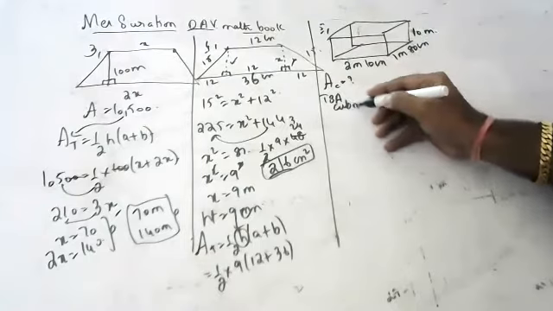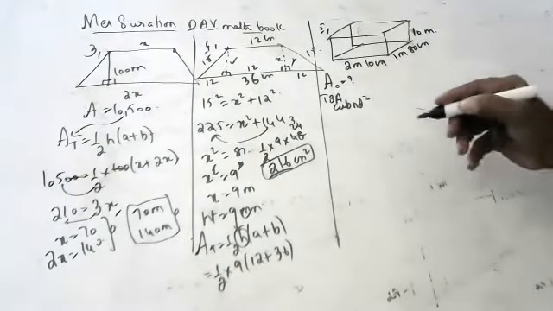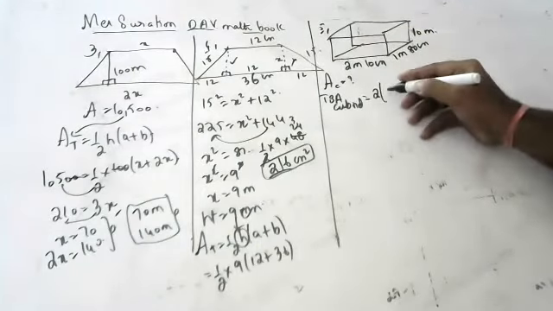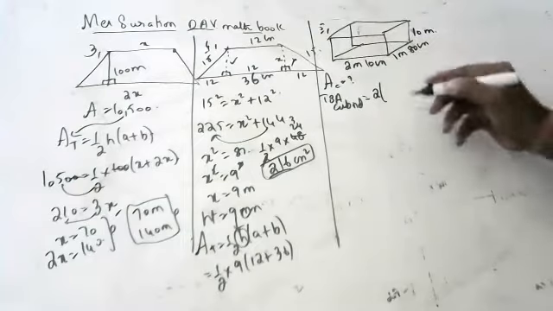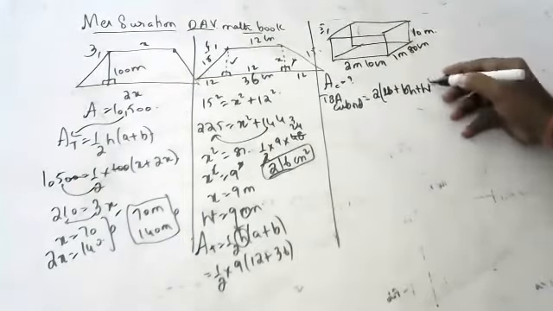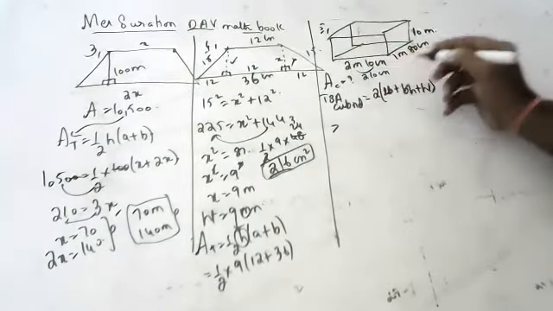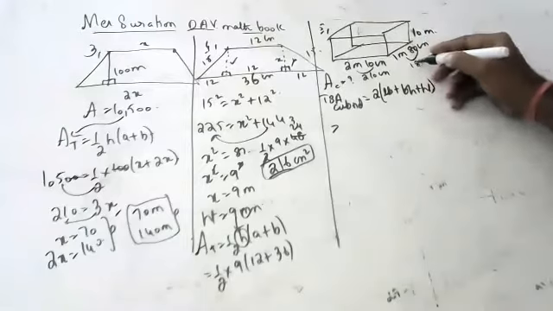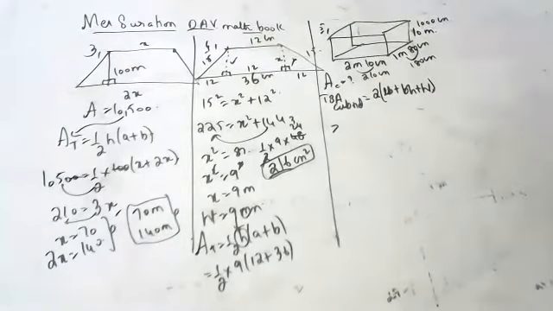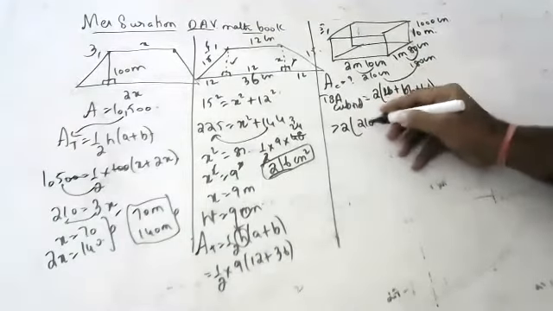Pravalika, TSA of cuboid. Surya, TSA of cuboid formula. Sujit, TSA of cuboid formula. 2 into LB plus BH plus LH. Okay. 2 meters 10 centimeters means 210 centimeters. 1 meter 80 centimeters means 180 centimeters. And this is 1000 centimeters. Now substituting this.